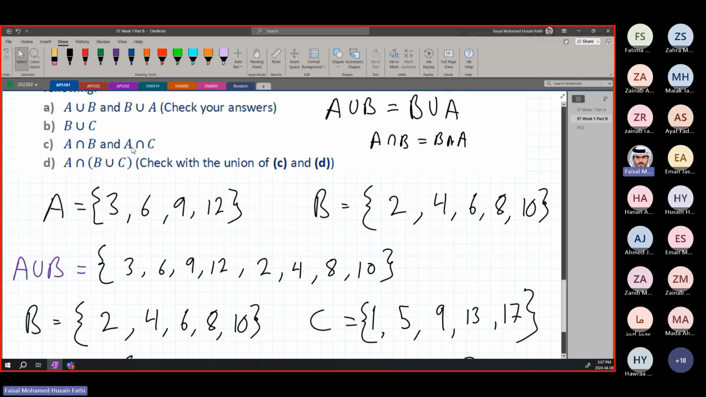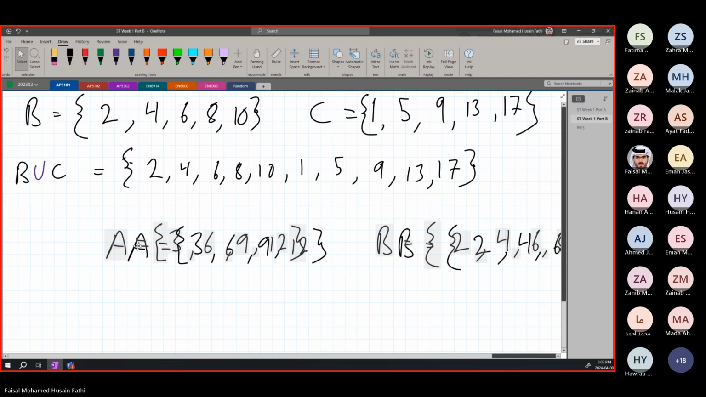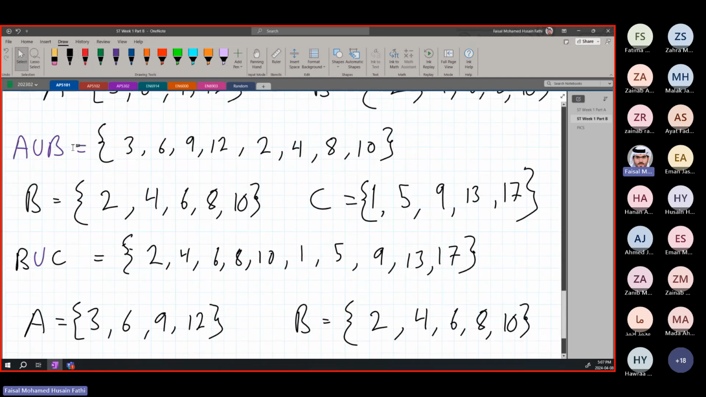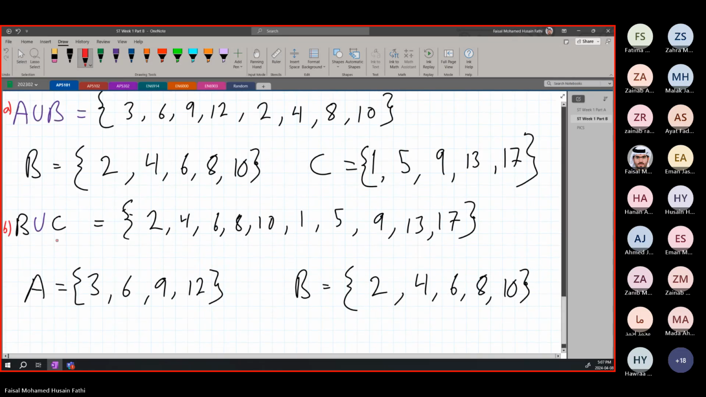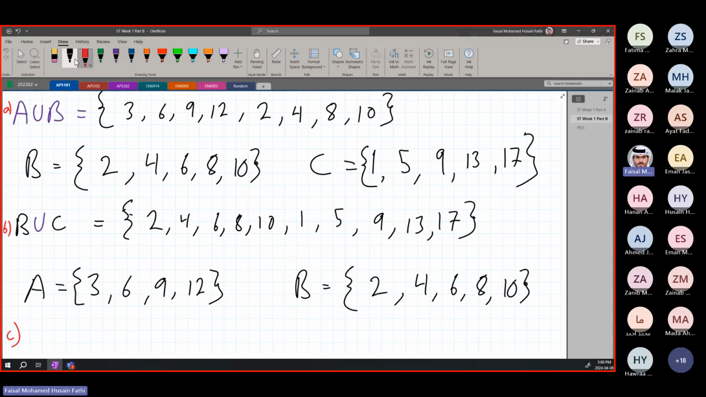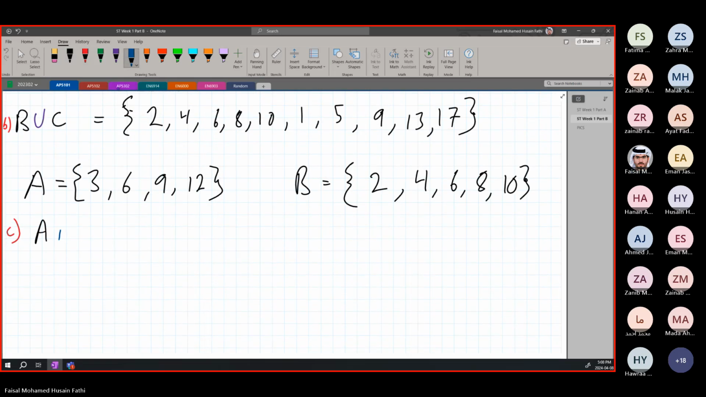Part C says A intersection B and A intersection C. So this was part A, this is part B, this is now part C. First things first, we're going to do A intersection B, which is equal to, we have to look at the common numbers. 3, is it available here? No. 6, is it available here? Yes. So 6 and 6. 9, is it available here? No. 12, is it available here? No. So the answer is simply going to be just 6.